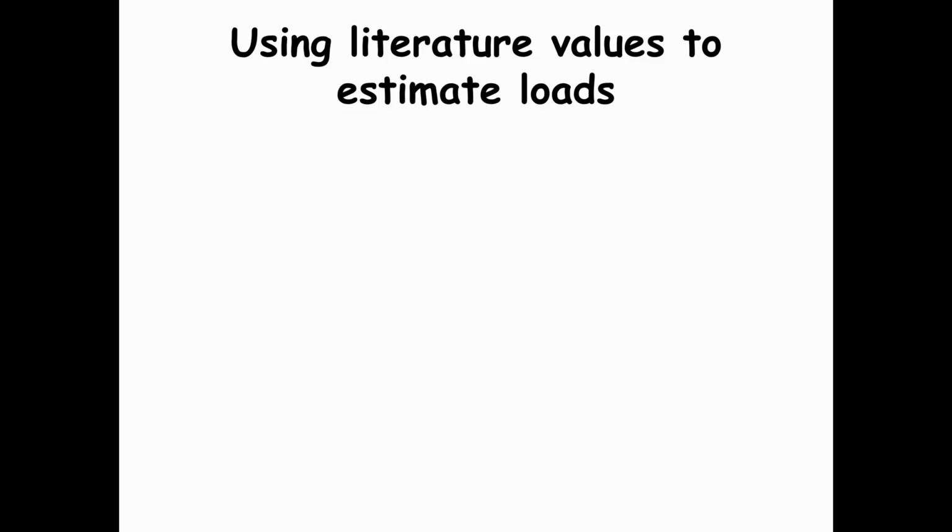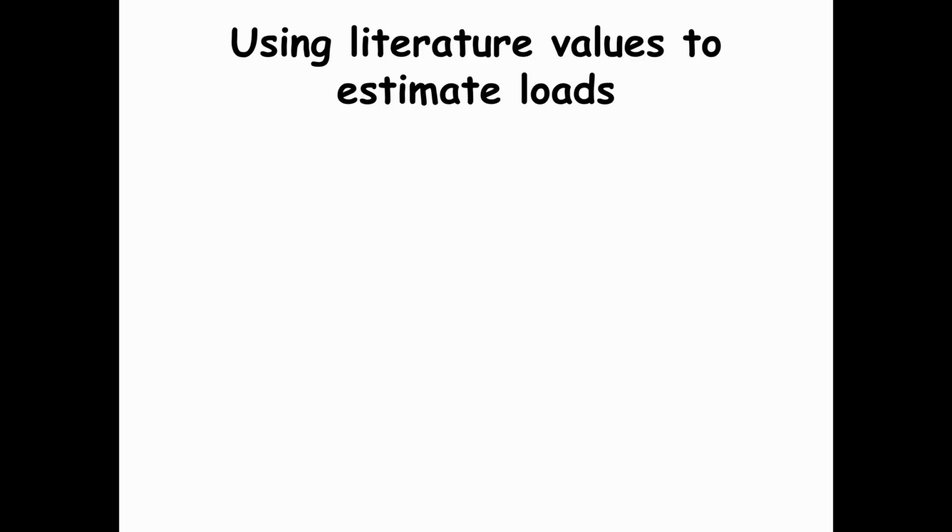If we don't have any flow data, we don't have any concentration data, and we want to get a first estimate of what loads might be coming from a watershed, we need to go to some other procedure. And there's a lot of literature values that have been published, tables that give the relationship between land use type and pollutant loading. Usually the pollutant loading is given in, let's say for phosphorus, it might be given in kilograms of phosphorus per acre or hectare of land area for a particular land use.